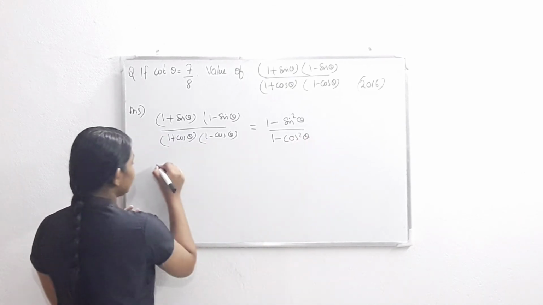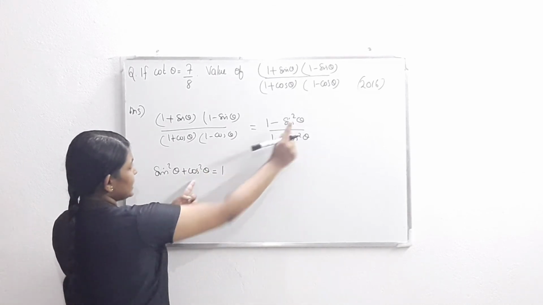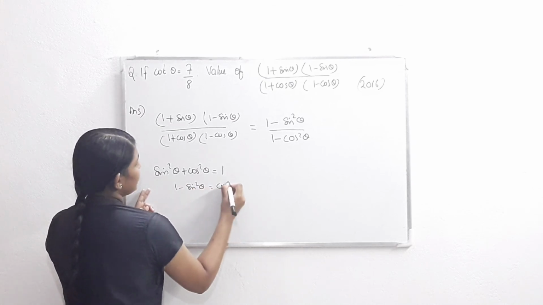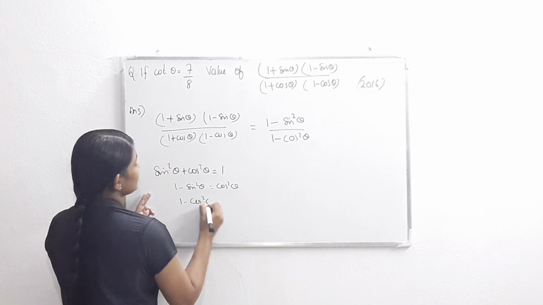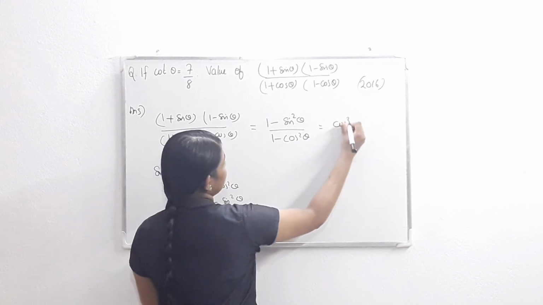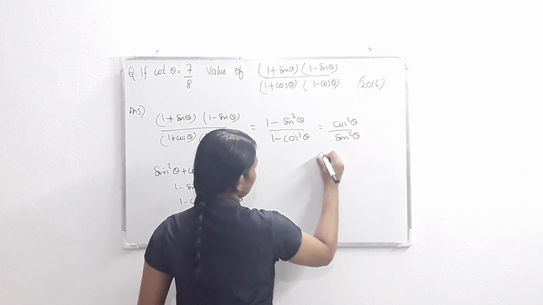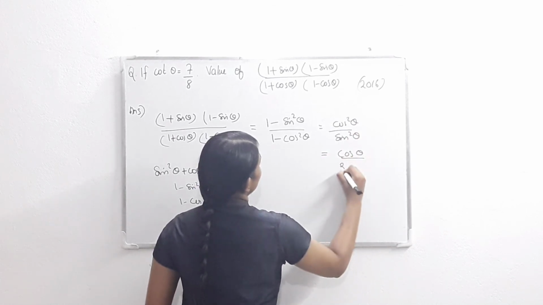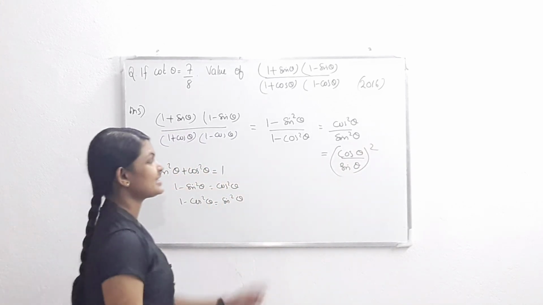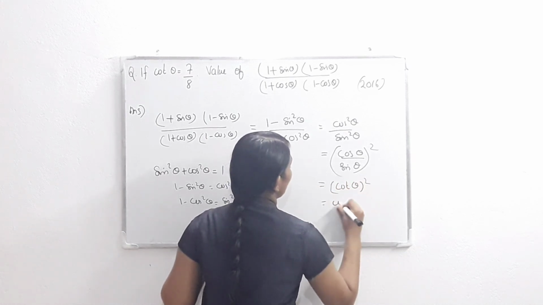Now from the trigonometric identity, sin square theta plus cos square theta is equal to 1. So we can write 1 minus sin square theta as cos square theta, and we can write 1 minus cos square theta as sin square theta. So we can just substitute it here. It will be equal to cos square theta divided by sin square theta, or we can also write this as cos theta divided by sin theta the whole square. What is cos theta by sin theta? Yes, it is cot theta. So it is cot theta the whole square, or cot square theta.